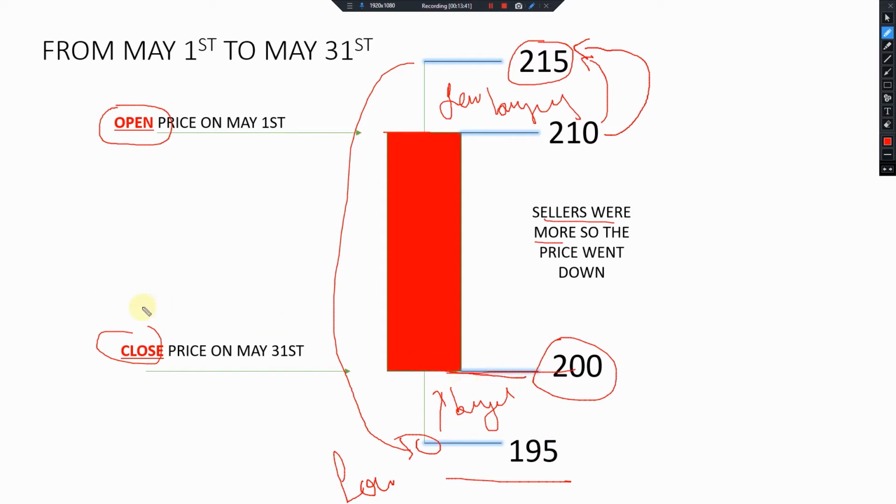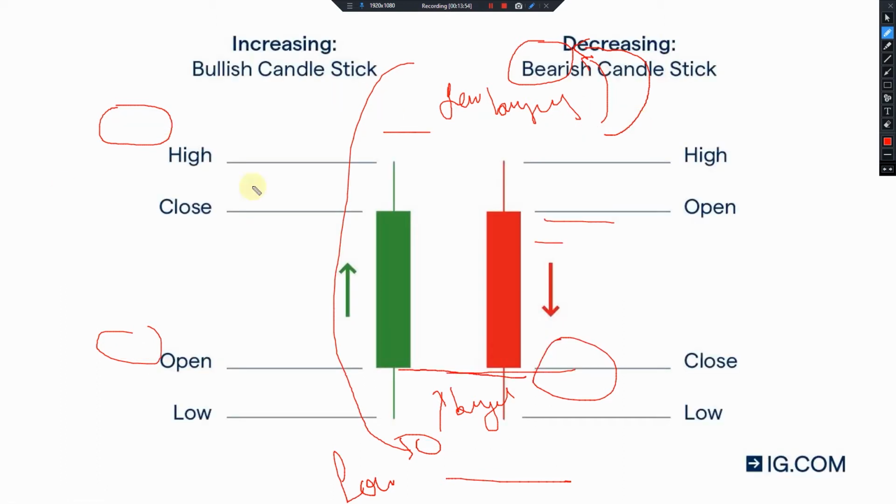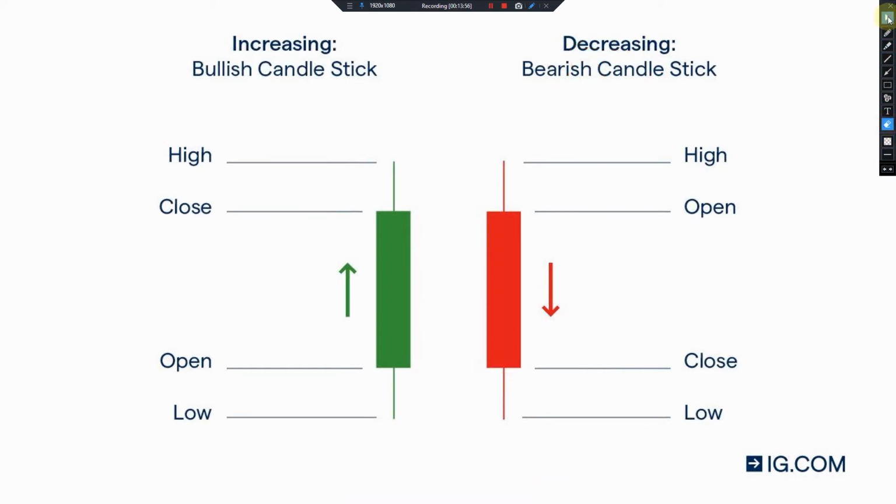So now that you've seen a bullish candle and a bearish candle's anatomy, the open, the close, the high and the low, just as we see in this example. This is what we just learned: how the price went from open, this point is called open, it went to a low, and then huge buying pressure came, went to a high, and then came back to close, which was higher.